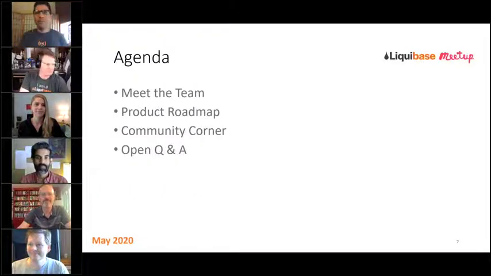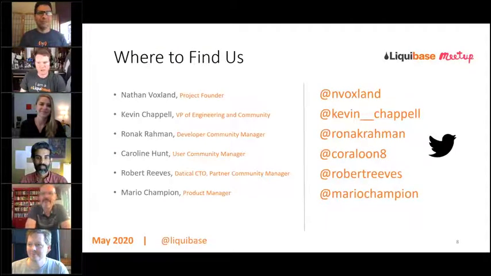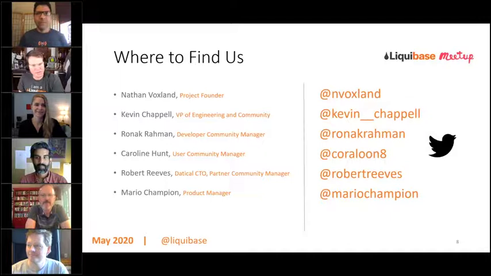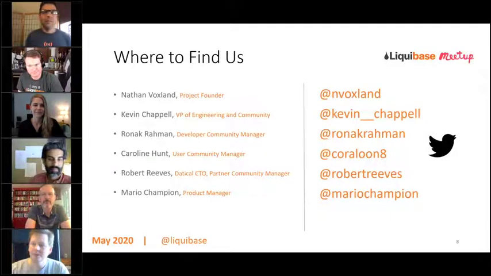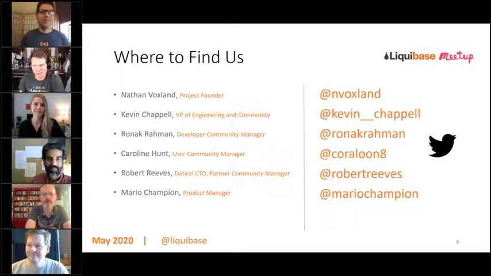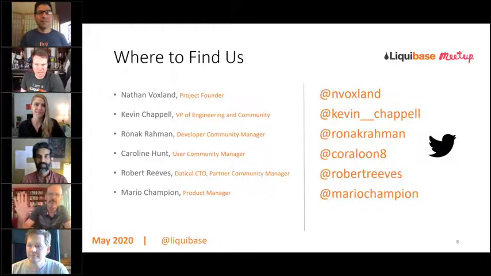Yay. Okay. So this is who we are. We've got Nathan. Say hi, Nathan. Nathan is benevolent dictator for life. That's my title for him. So the project founder, head cheese when it comes to Liquibase, that is Nathan. Kevin, our VP of Engineering Community. Say hi, Kevin.